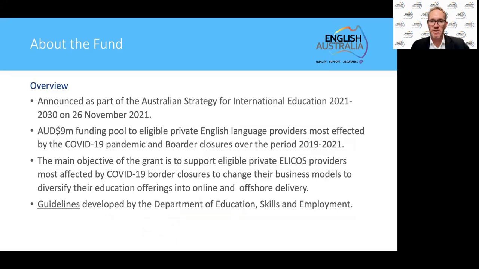First of all, it's with, I guess, a strong amount of thanks from English Australia for the foundations of this grant program. It was announced back on the 26th of November 2021 by the Honourable Minister Tudge, Minister for Education. This program was part of a package of actions that the Minister has released to support the international education sector as we progress through the COVID-19 pandemic. It was released equally as part of the Australian Strategy for International Education, and recognising the ELICOS sector as a really critical component of the entire landscape.